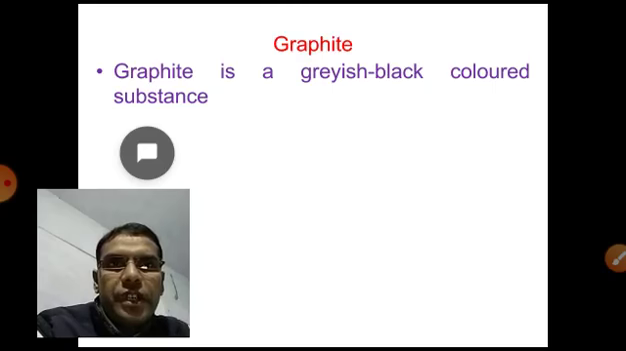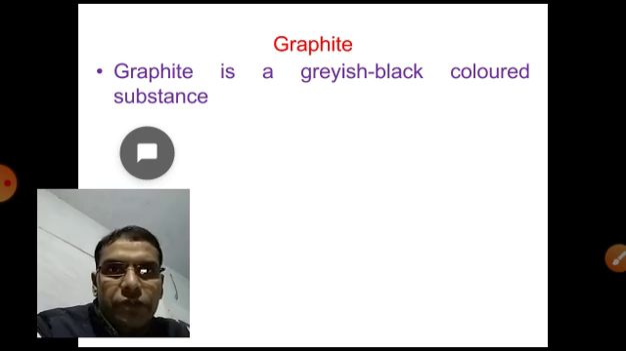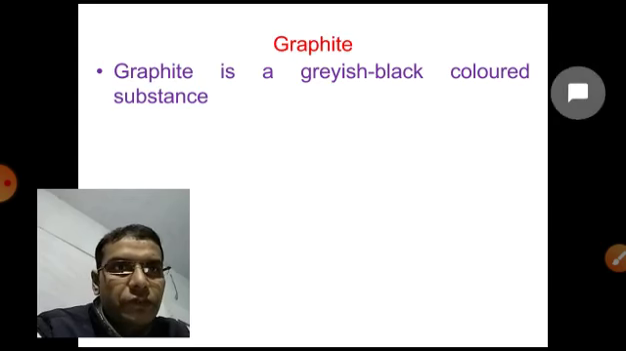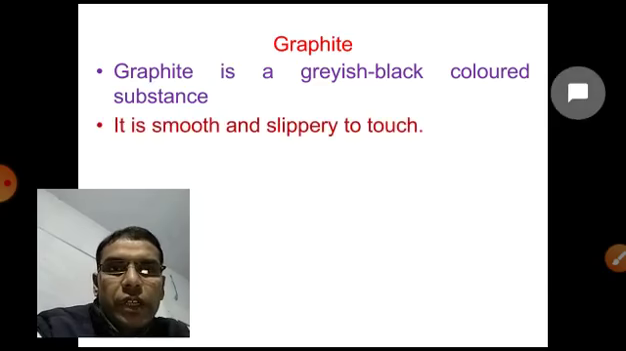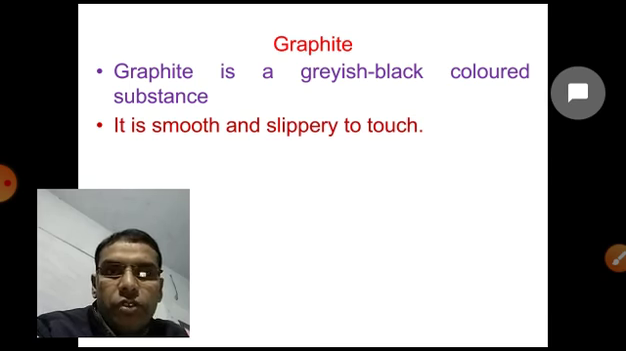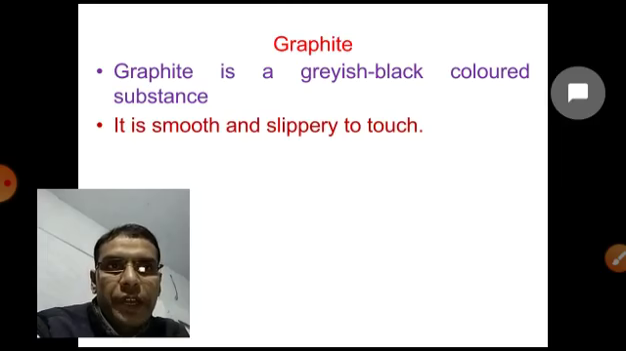So graphite is a grayish black colored substance. Generally, the color of graphite is grayish black. Graphite is smooth and slippery to touch. Whenever you touch graphite, it appears smooth and slippery.